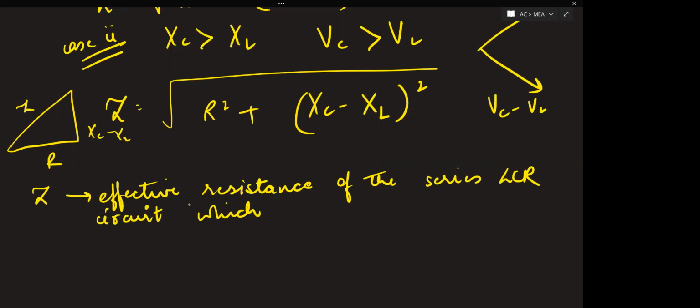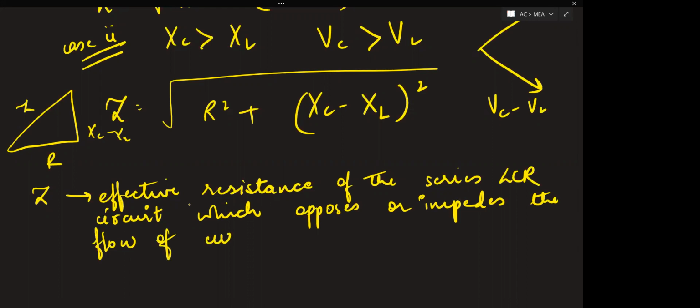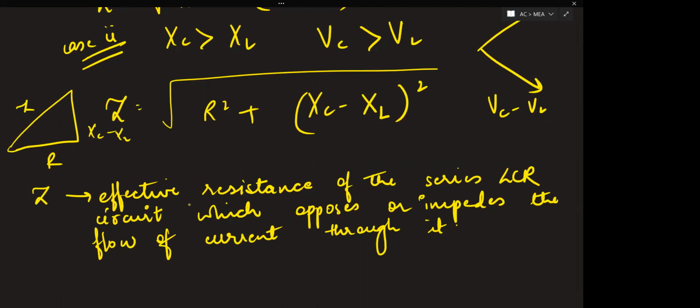So it's a resistance that will oppose or impede the flow of current through. Whatever work XL did in case of an inductance circuit, whatever work a resistor does in case of only a resistance circuit, whatever work XC does in case of only a capacitor circuit, you have the value as Z in case of the combined LCR circuit.